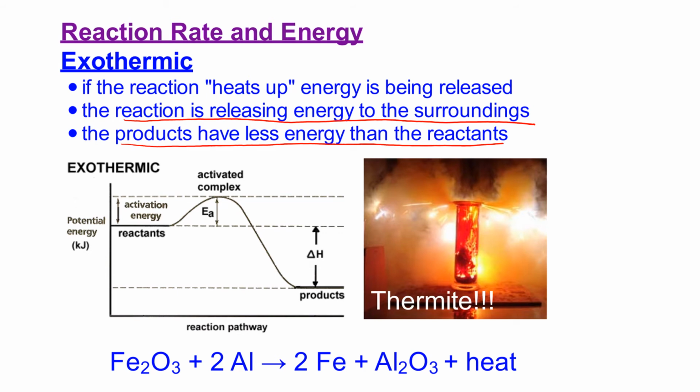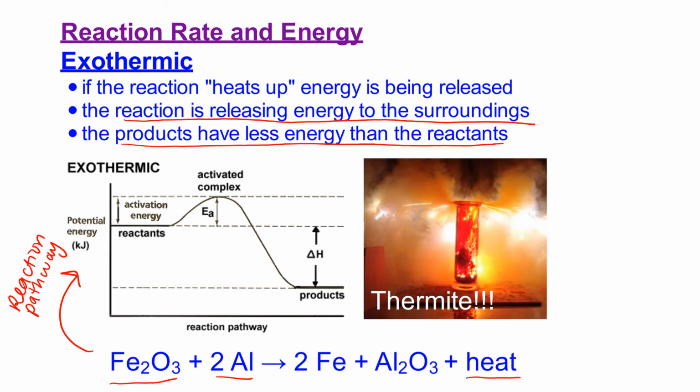So here we're looking at iron(III) oxide reacting with aluminum. And this is an extremely exothermic reaction, and it's a single replacement reaction. And because it's exothermic, we're losing heat to the surroundings. So when we look at the reaction pathway, remember that's what this is called here. These are what we call reaction pathways or reaction diagrams.